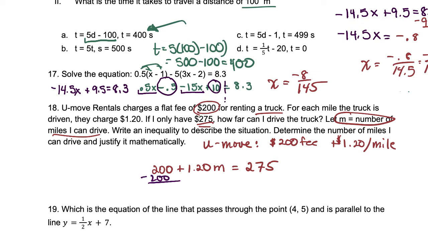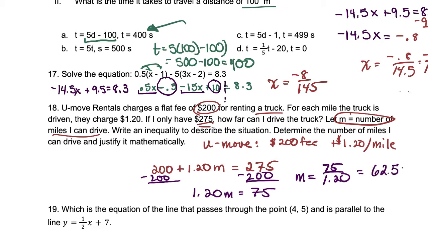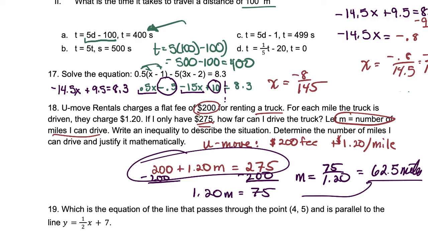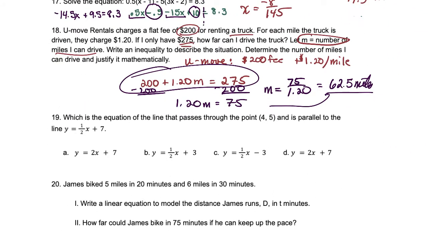Subtract the 200. 1.20m equals 75. And so m is equal to 75 divided by 1.20. So I get out my calculator, and 75 divided by 1.20 equals, I can drive about 62.5 miles. And that certainly, by writing the equation and then solving it, justifies it mathematically. Question number 19.